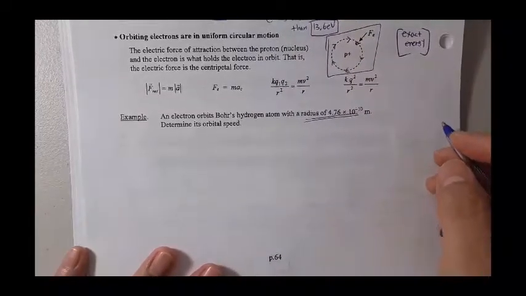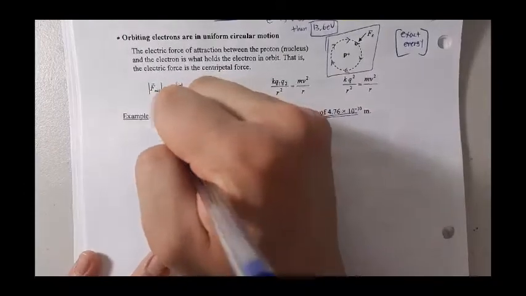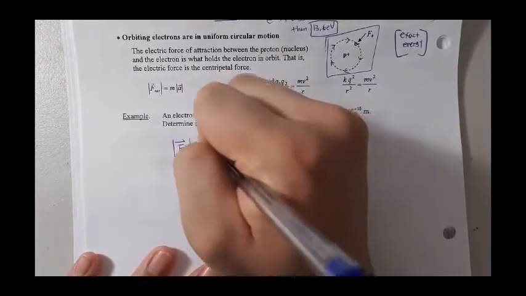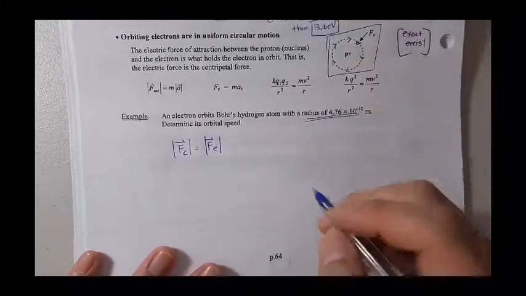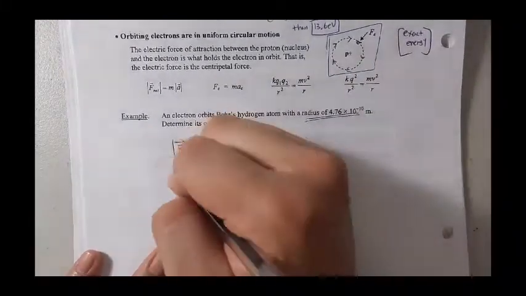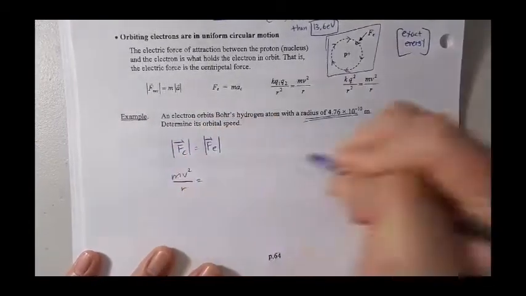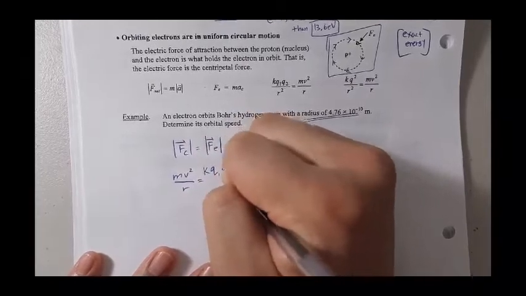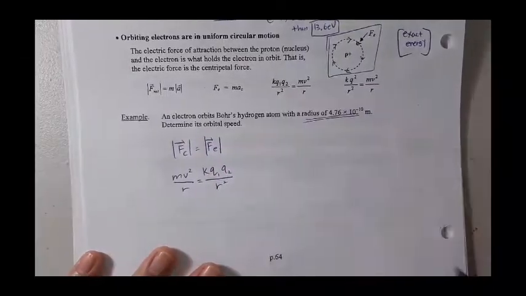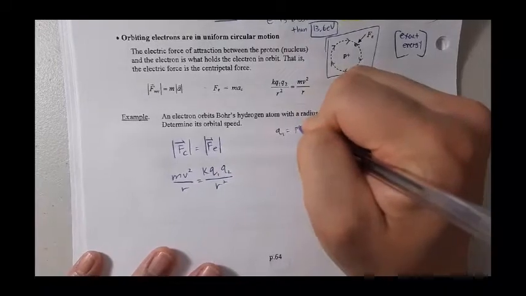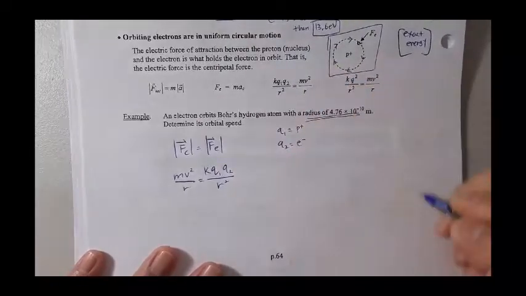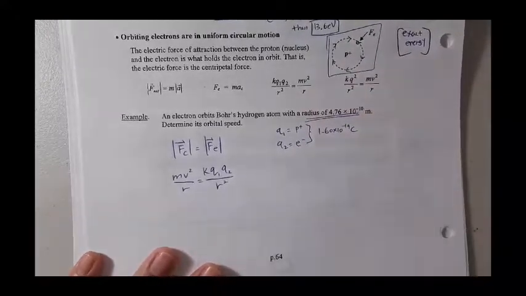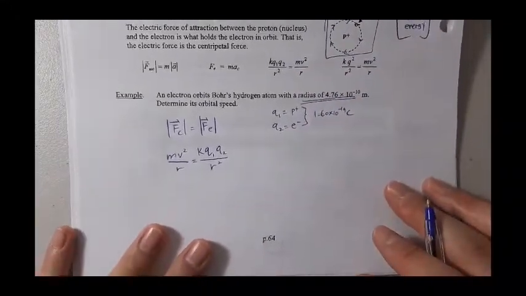So there is a centripetal force. In this case, my net force is just the electric force, an attraction between those two. So I can say mv squared over r is equal to kq1q2 over r squared. q1 will be my proton, q2 will be my electron. Fortunately, these two share the same quantity, 1.60 × 10^-19 C.